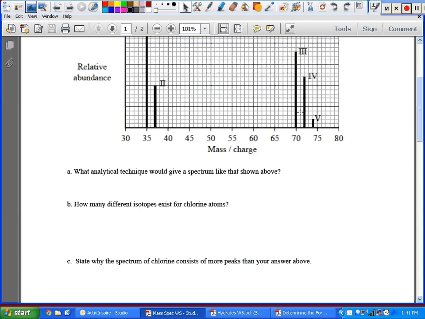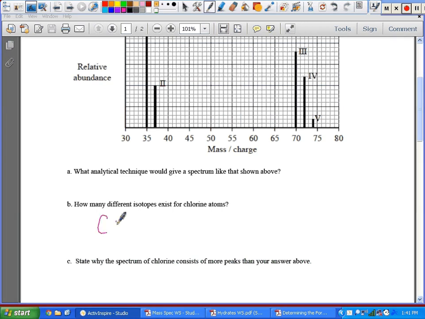2. What are the 2 isotopes? 35 and 37. Very good. So B is Cl35 and Cl37. But you're going to say, wait a minute. Why do you only have 2 listed and there are 5 total peaks? That's going to be answered in the next question.